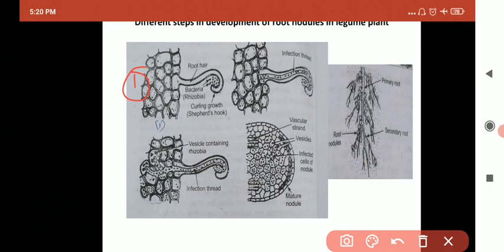This is the first and initial stage in the formation of root nodule, which begins with the interaction of rhizobia with legume plants. This is the root hair. These are the bacteria. They react with one another. This is for initiation of symbiotic association. In this process, the host specificity of bacteria is very crucial.